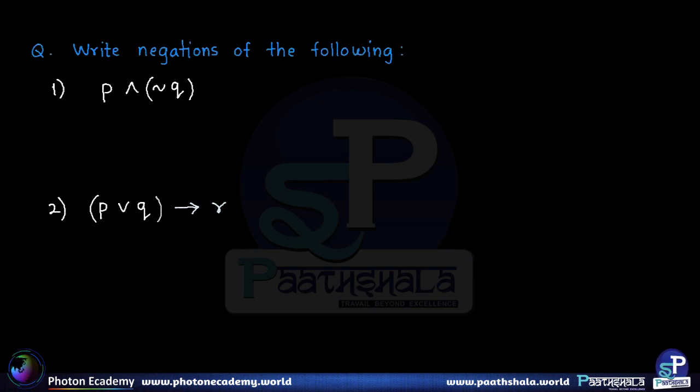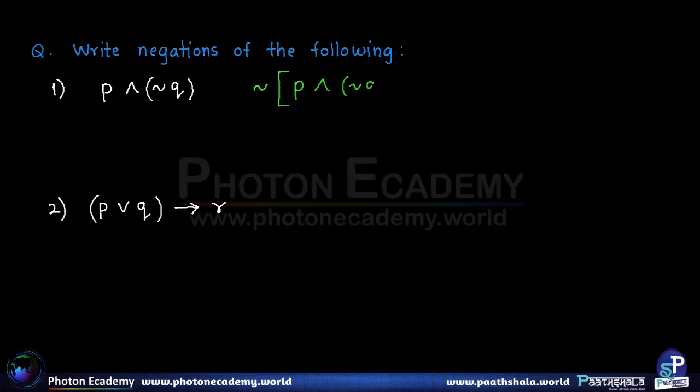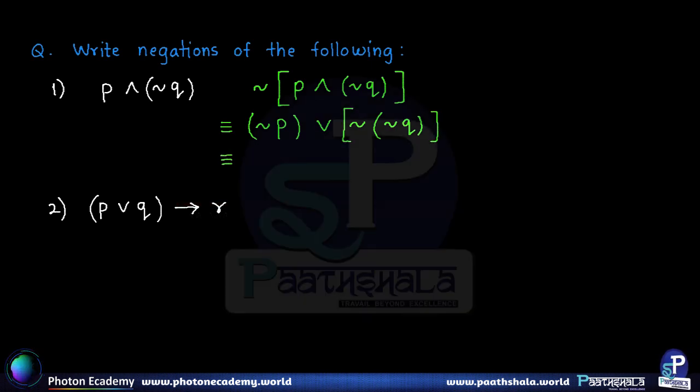Now let us practice solving the questions based on negations. Write the negations of the following statements. We have to write the negation of the given statement, that is P and negation Q. So on a high level, it's a negation of a conjunction. That will be equivalent to negation of the first or negation of the second, as per De Morgan's law. So that is equivalent to negation P, which remains as it is, or negation of negation Q, which becomes simply Q. So that's the answer.